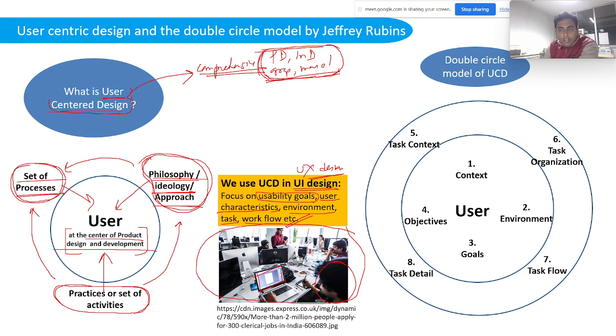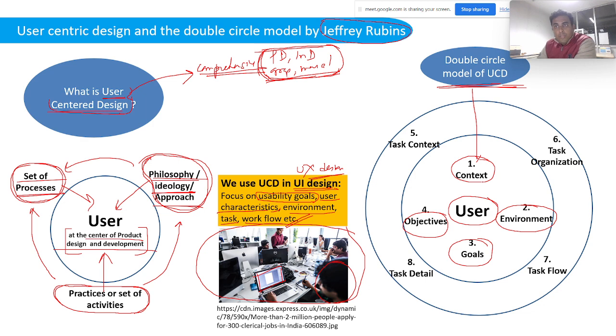Okay, so there is a model defined historically by Jeffrey Rubin, which is called the double circle model, and he tries to define user-centric design with this model. He says that first, in a user-centric design process, we are concerned about the user himself and his characteristics, his mental model in relation to the particular context, the environment, and his goals and objectives.